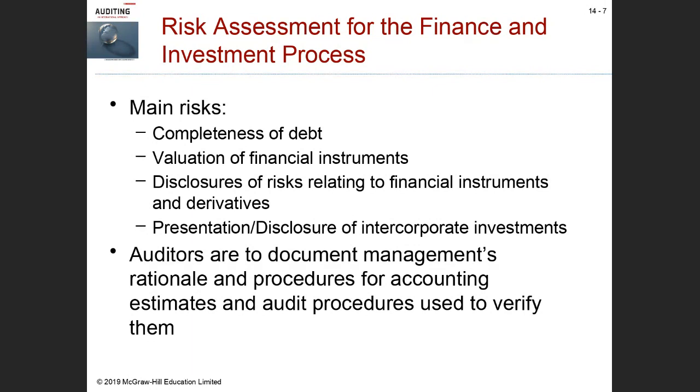The next bullet point: auditors are to document management's rationale and procedures for accounting estimates, and the audit procedures used to verify them. So we've talked about before that accounting is to a large degree more of an art than a science, and so management has to prepare many estimates. Auditors have to audit those estimates, so they have to have developed tools, strategies, and procedures in order to audit numbers which are sometimes difficult to audit. So these are accounting estimates.